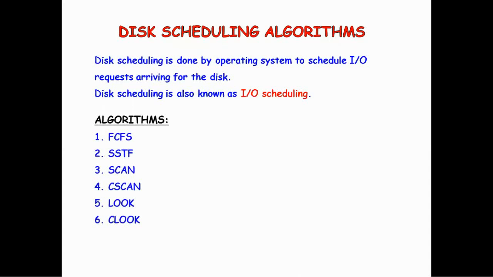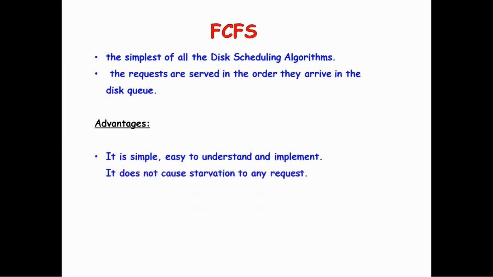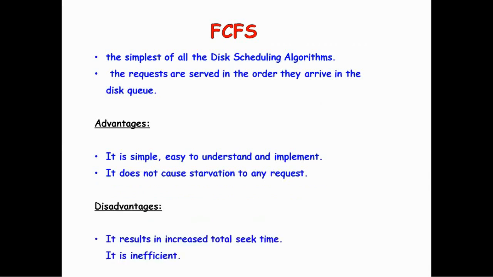Let us see FCFS disk scheduling first. It is the simplest of all the disk scheduling algorithms. The requests are served in the order of arrival. Advantages: it is simple, easy to understand and easy to implement. It does not cause starvation to any request. Disadvantages: it results in increased total seek time. It is inefficient. This is an overview about FCFS.